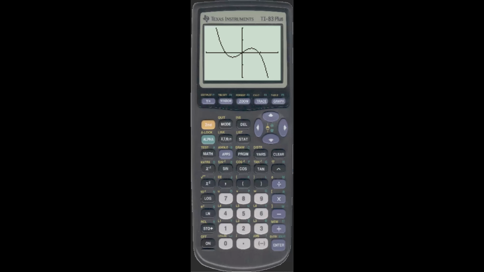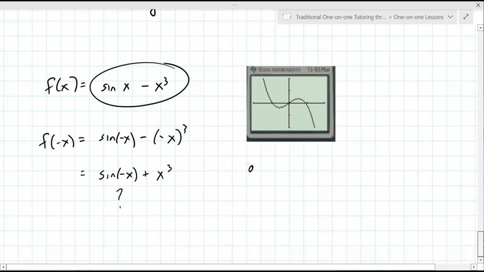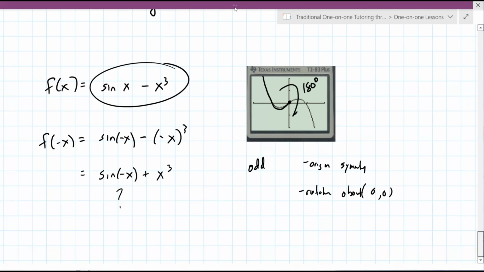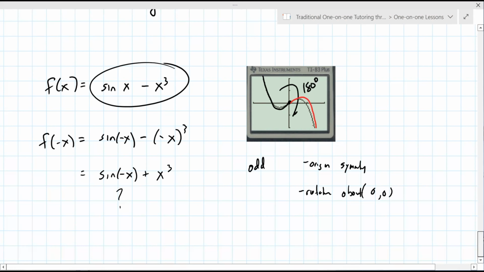So this function is considered odd, and it has what's called origin symmetry. And what that is, it's a rotation about the origin, about 0, 0. So the idea is that if you were to take this top half here and rotate it 180 degrees, it would look like the bottom half. And the same way, if you were to take this and rotate it 180 degrees, it would look like the other half.